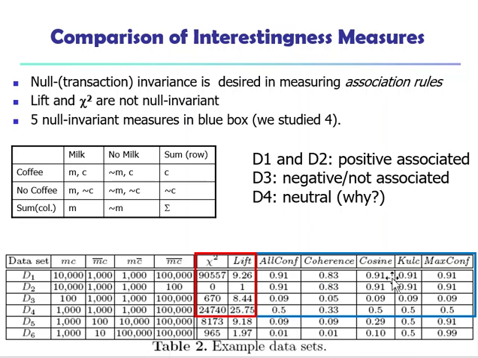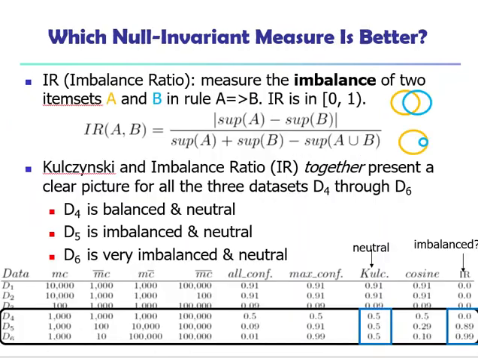Okay, so now we have these 5 invariant measures. Which one of those is better than the others? To answer that question, we need to look at dataset 5 and dataset 6. And we also need to introduce another concept, the imbalance ratio. The imbalance ratio takes this formula. It measures the imbalance of the 2 item sets involved in this rule, A to B.